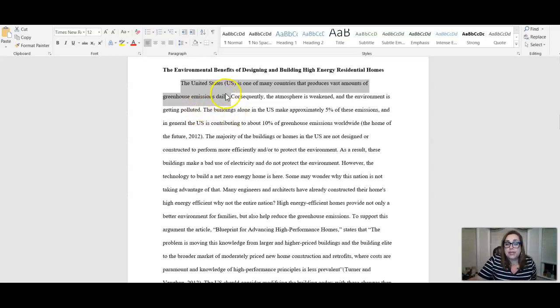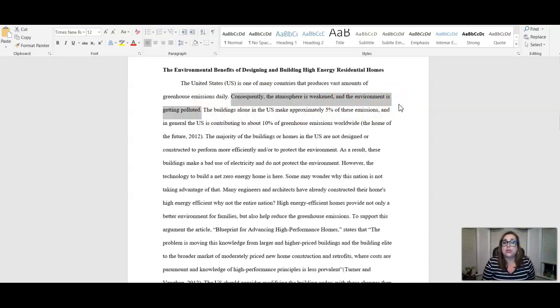He follows up that initial statement, and I told you this student was very thorough. He starts out with a very broad statement, but then he has a secondary attention grabber by stating, "Consequently, the atmosphere is weakened and the environment is getting polluted." So he's trying to get buy-in from the reader to be invested in this problem, and in this solution that he's going to propose.